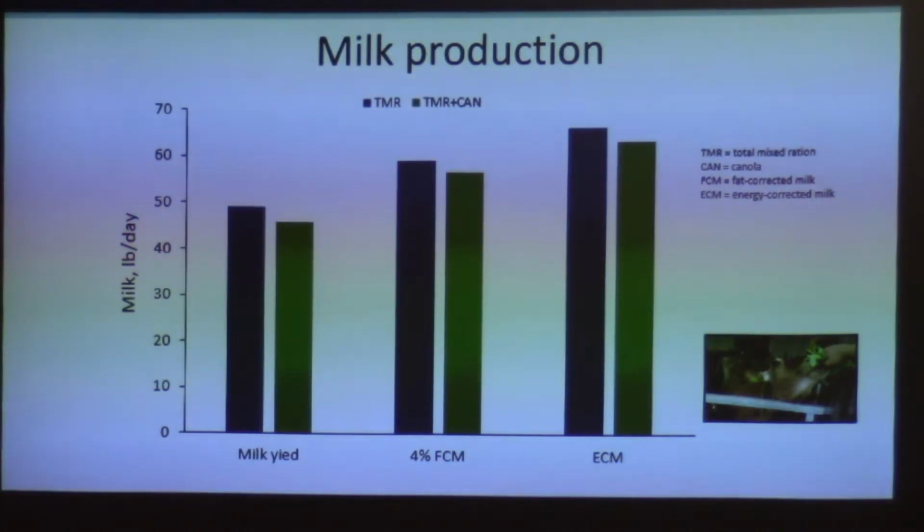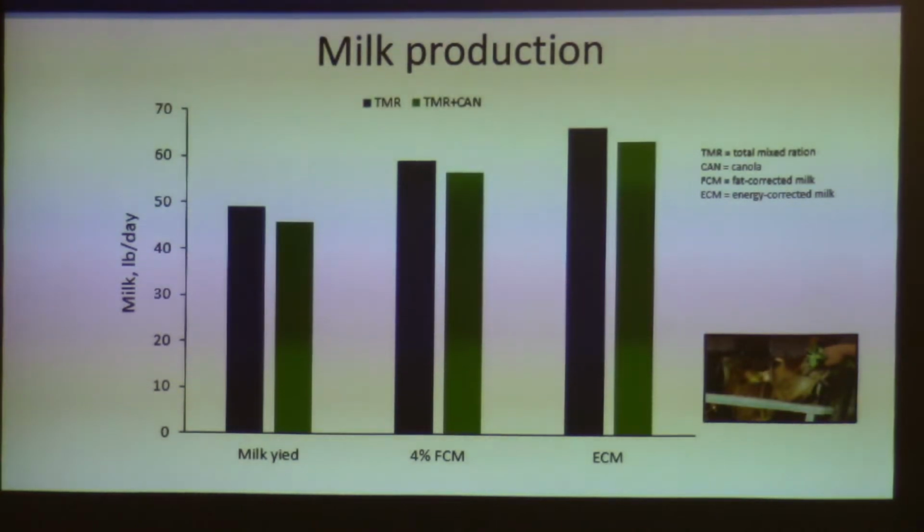So let's look at some of the data. If you see here, it's not a surprise, even though that's a very high quality forage source coming from brassicas, that milk production was decreased a little bit. In this group here, those are the cows that got TMR.